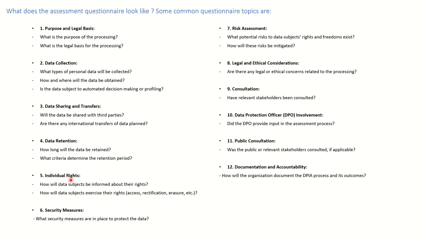Then under individual rights, how will the data subjects be informed about their rights? Will you be taking their consent? Will you be telling the data subjects what kind of data you're collecting on them and how it is going to be used? These individual rights and legal and ethical considerations fall more under the scope of the privacy impact assessment, which, as I told you in the earlier slides, is focused on protecting the individual's rights and freedoms. So this mostly falls under the scope of the privacy impact assessment.